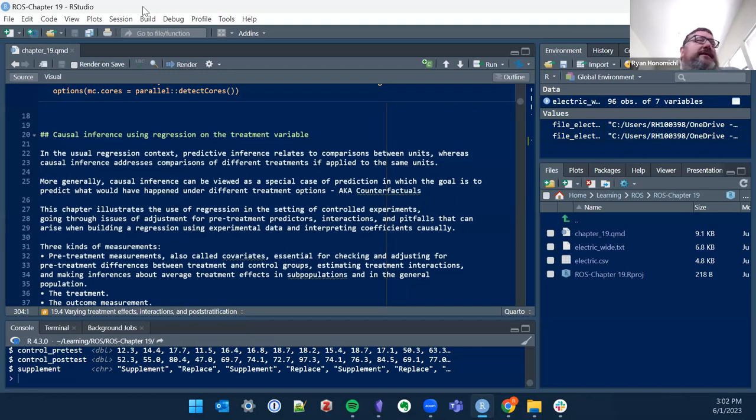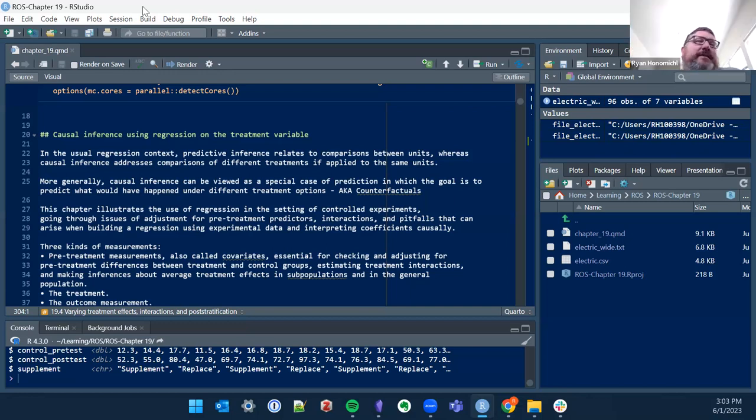One of the interesting sentences in the beginning of the chapter, I thought, was he said, in the usual regression context, predictive inference relates to comparisons between units, whereas causal inference addresses comparison of different treatments if applied to the same units, right? That is a great sentence. I should get that one. Write that on a sticker and stick it around my computer because that phrases it very precisely.